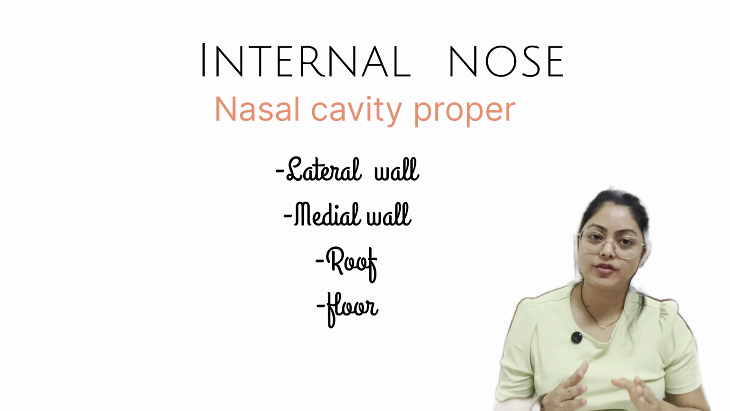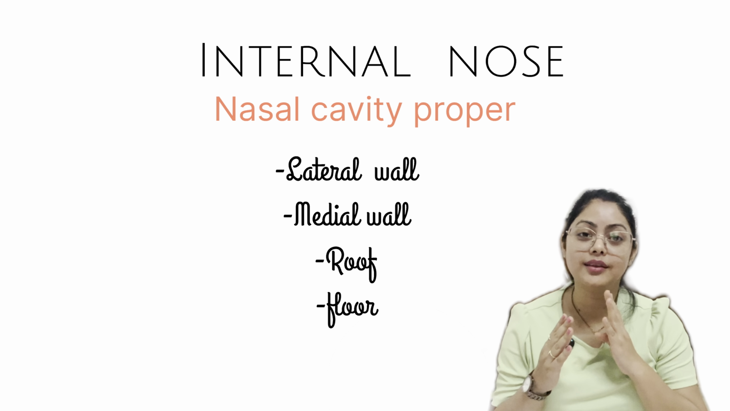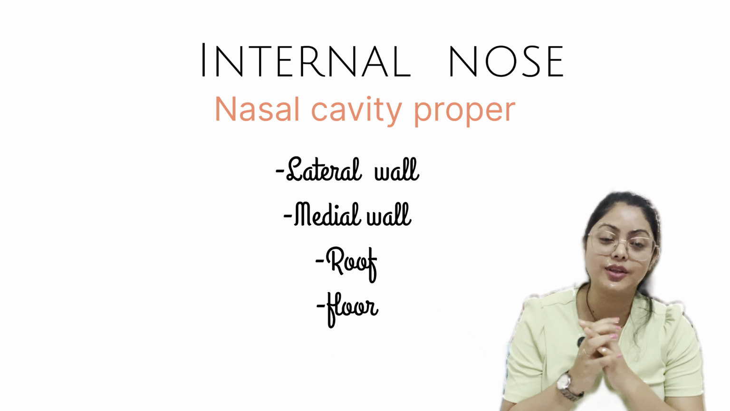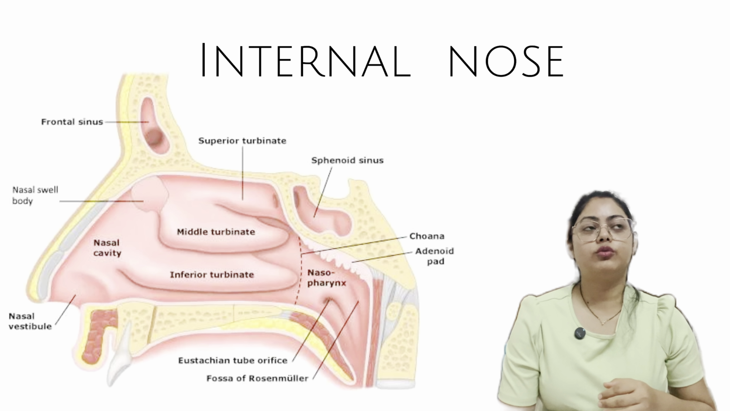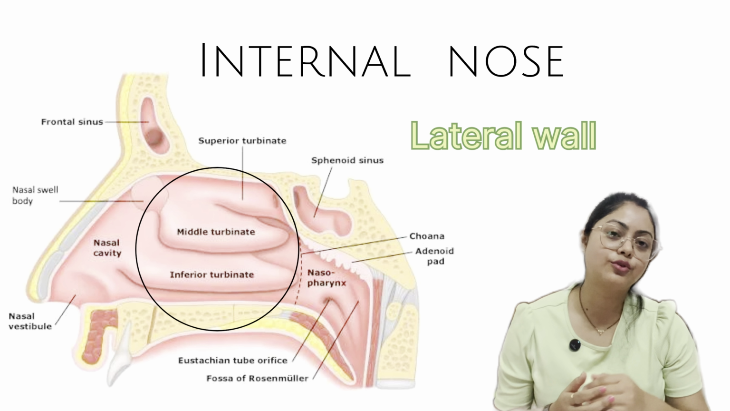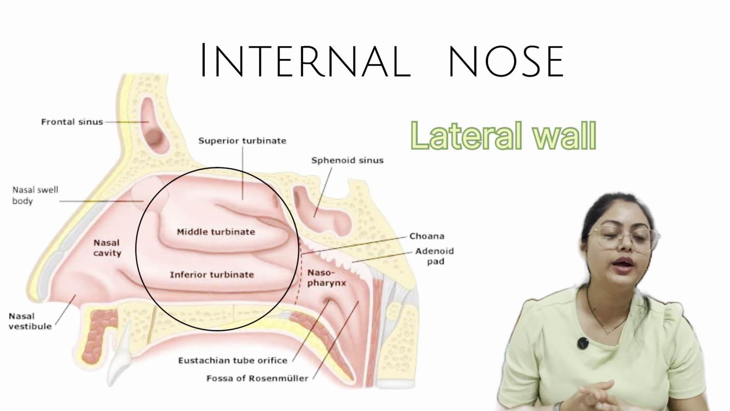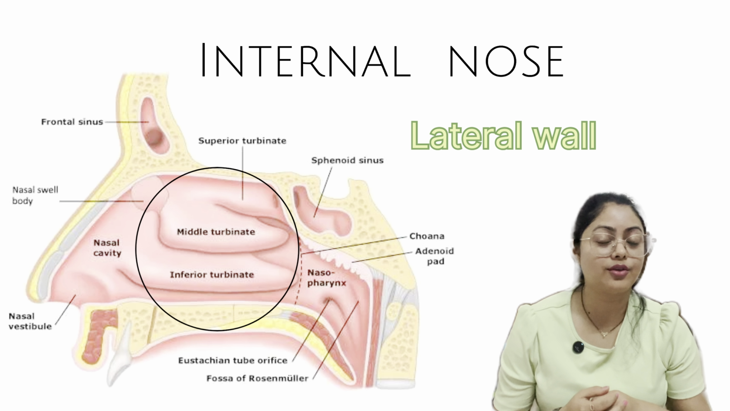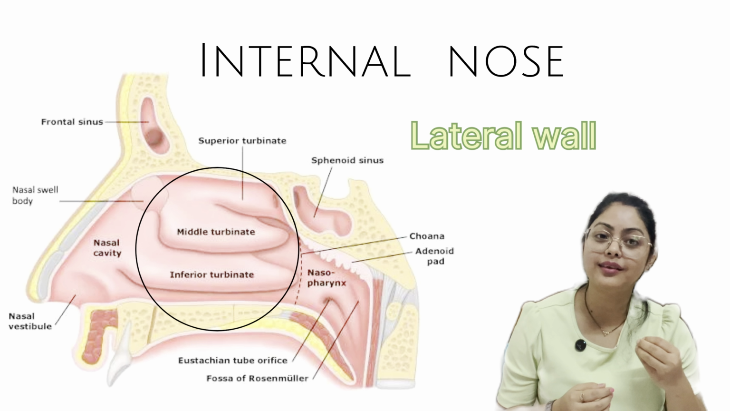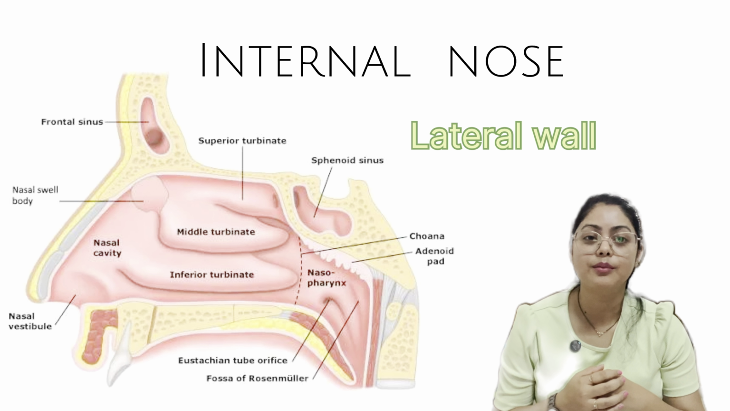Next, let us talk about the nasal cavity proper. So the nasal cavity proper has four sides, that is the lateral wall, the medial wall, the floor and the roof. So first, let us talk about the lateral wall. The lateral nasal wall is usually formed by the turbinates, which are nothing but three scroll-like bony projections, and occasionally there might be four also. And these turbinates are also known as the concha. These concha are bony scroll-like projections present in the lateral wall of the nose. And the area just beneath these projections is known as the meatus.